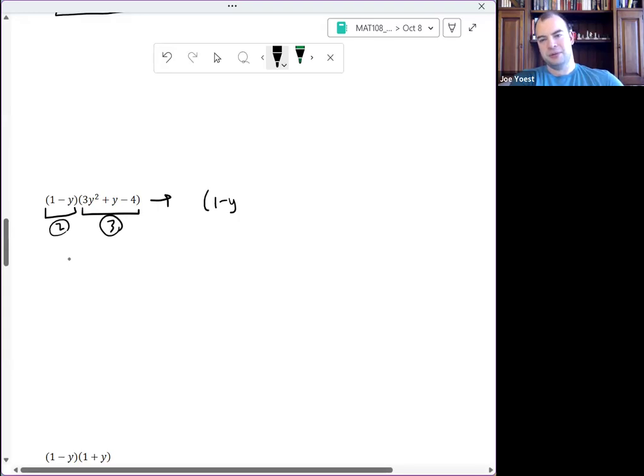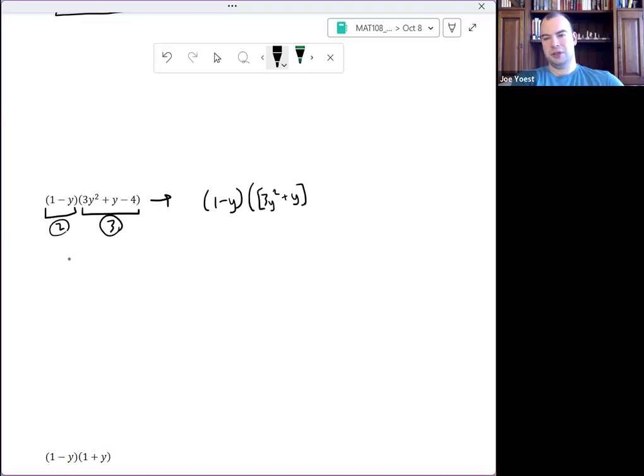What I would have to do if I wanted to apply FOIL here, I would have to artificially group together some of these terms to make this feel like one term and a second term. So when I did first, I would have to do 1 times 3y squared plus y. And then I'd have to distribute. I mean, you don't have to distribute because it's a 1, but in the more general case, I would have to distribute this 1 again and so on. So I could use FOIL here, but it's really kind of a tortured use of the technique.